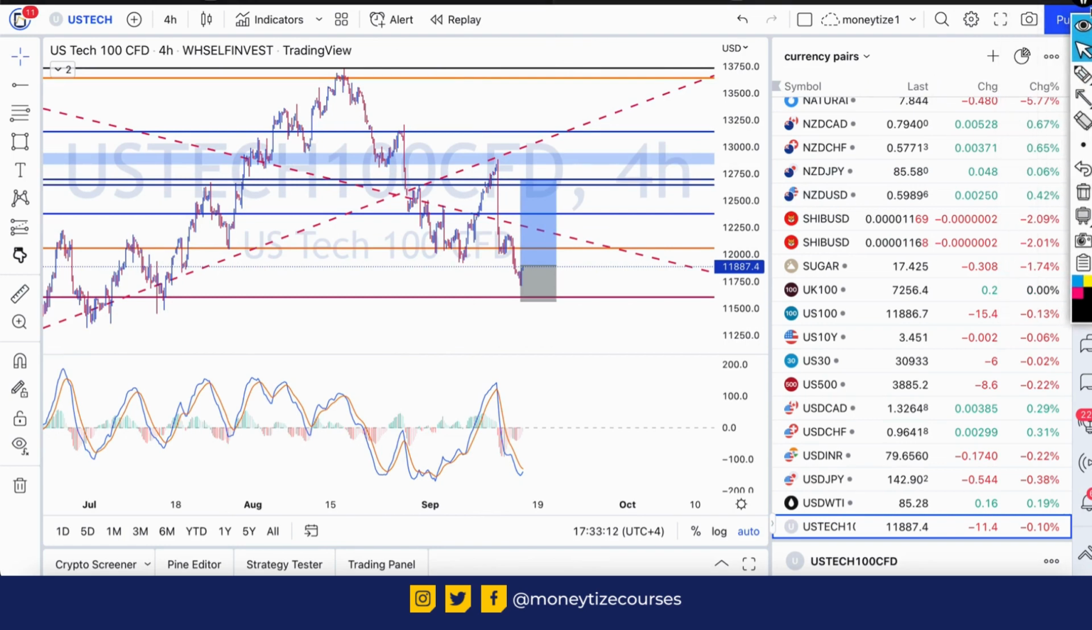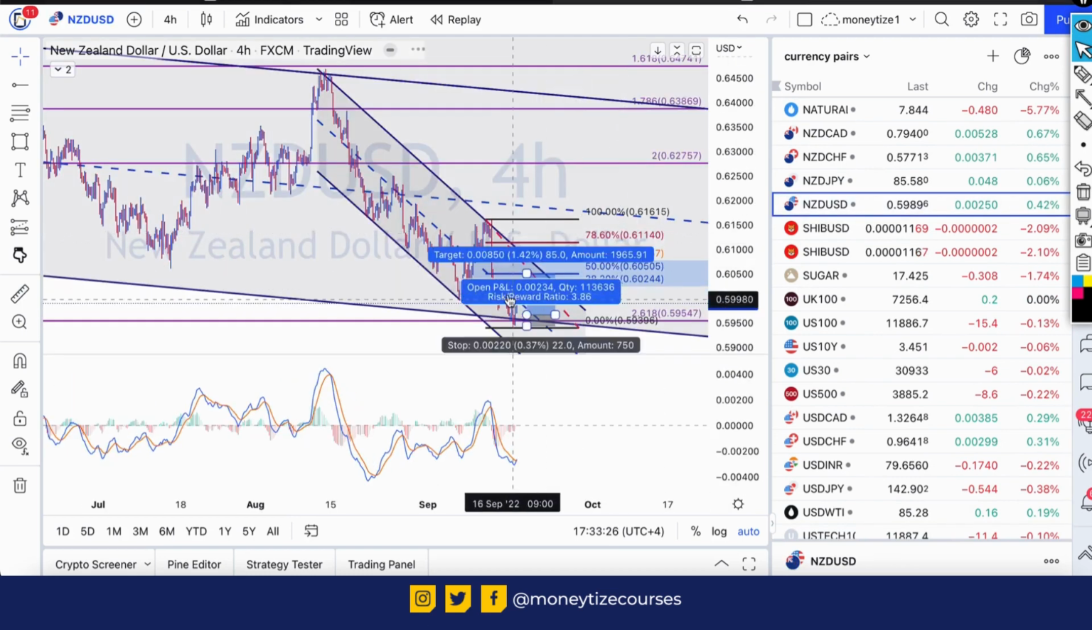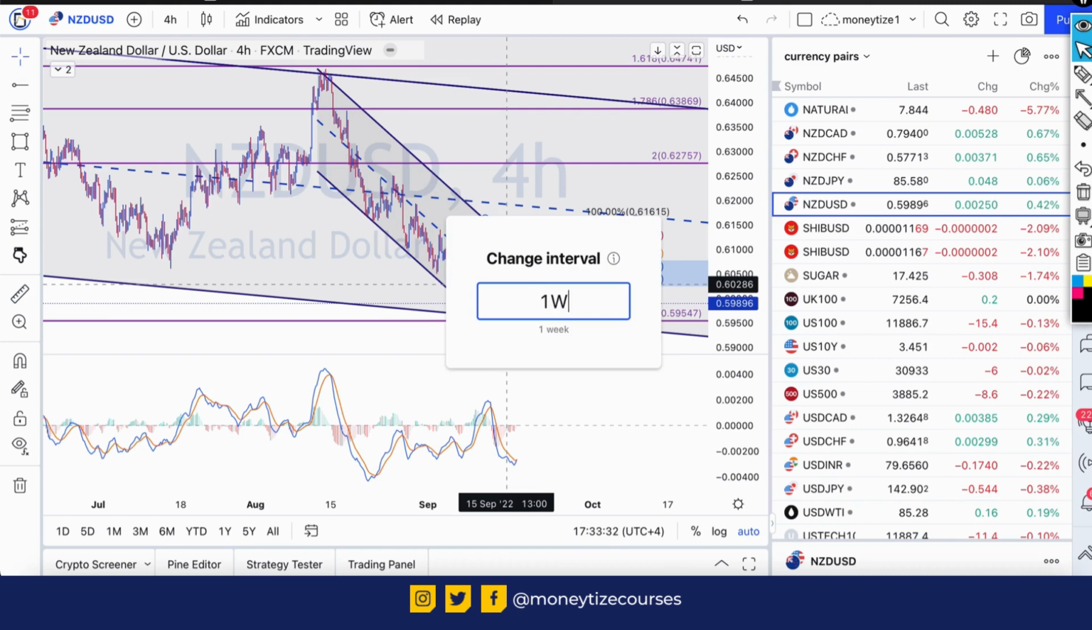Okay, let's quickly move to some currency pairs. So I believe because dollar is going down in the upcoming week just for the short term, and New Zealand USD looks good to me for the short term buys. I've already marked it on my charts.